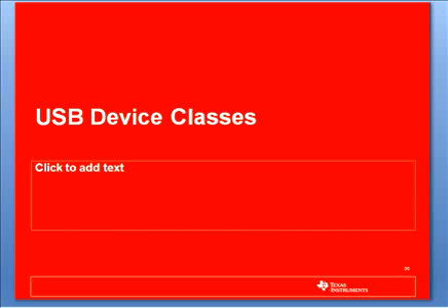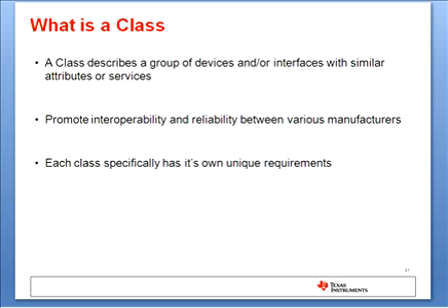So now we're going to talk about USB device classes, what a device class is, and how you'd use them within the USB specification. A USB class is a classification of a group of devices or interfaces with similar attributes. Classes promote interoperability as well as reliability between various manufacturers of USB hubs and devices. Each USB class has its own unique requirements, which are shared across all the devices which implement the particular class.